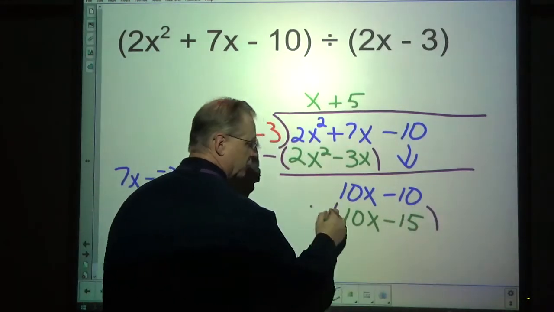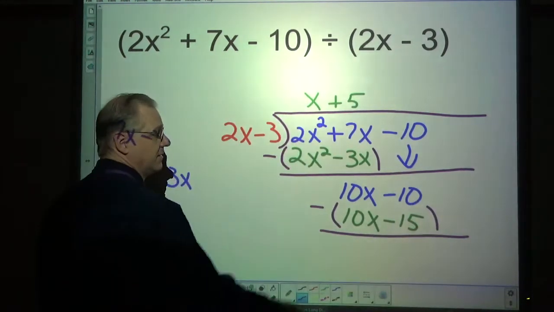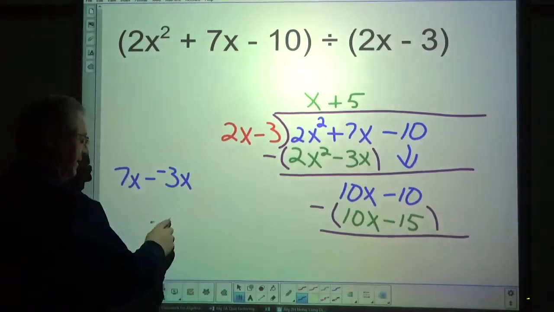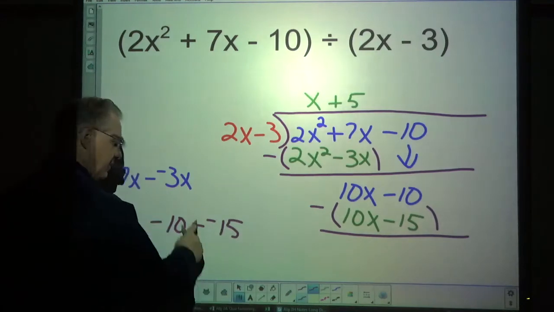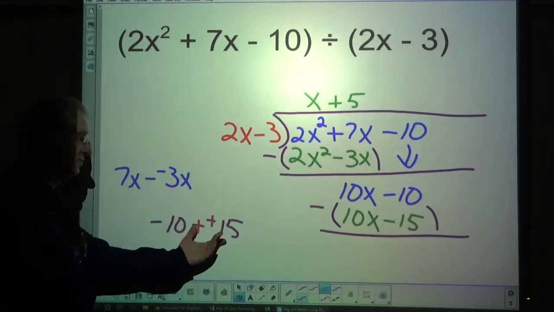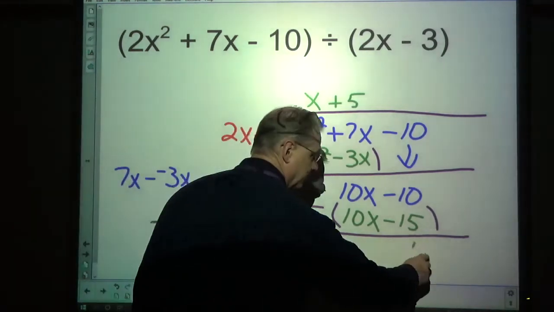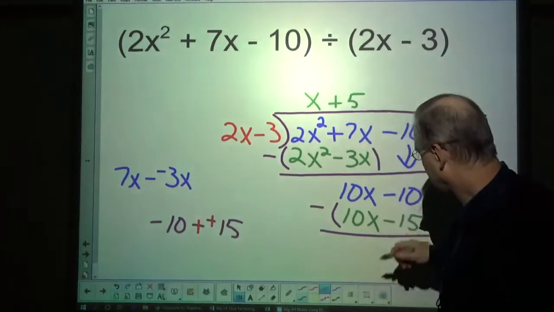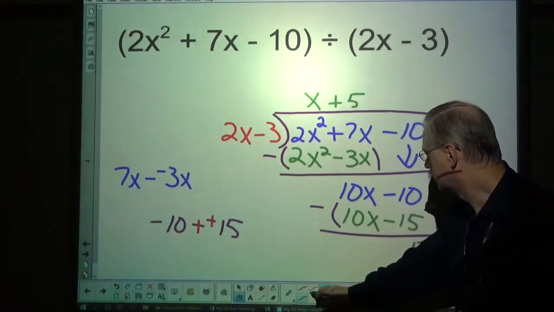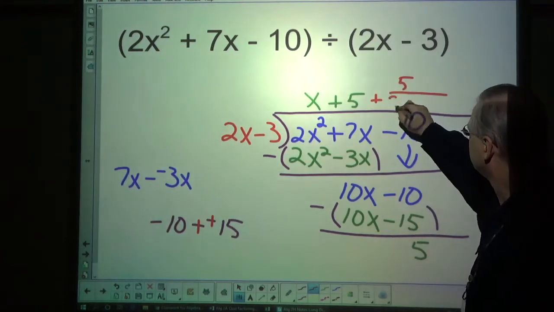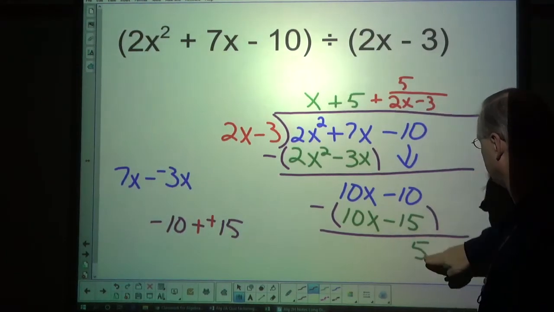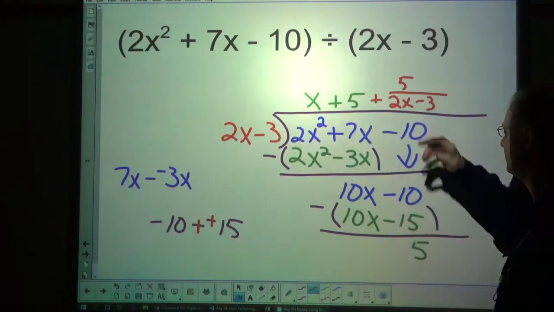Again, I have to subtract that. The 10x's cancel. Negative 10 minus negative 15. Again, that's plus positive, so that gives me positive 5 down here. So then I can add 5 over 2x minus 3. Remainder over divisor.